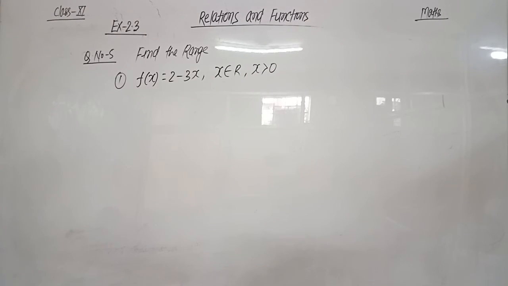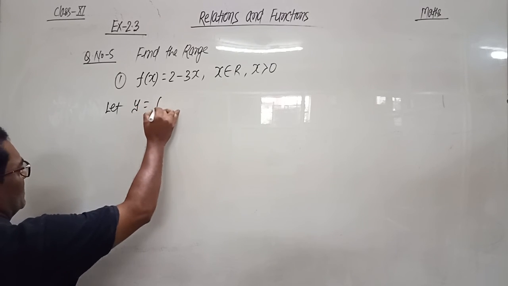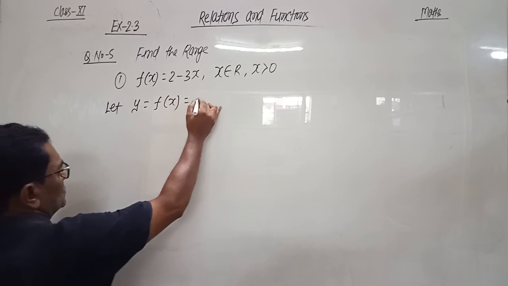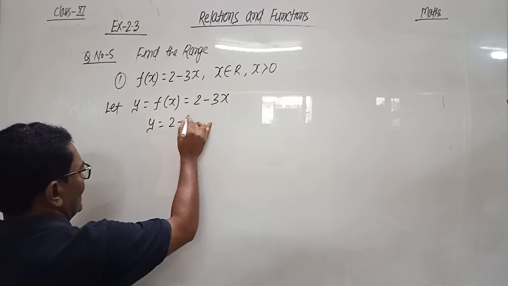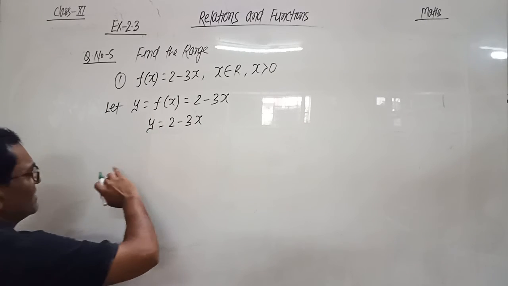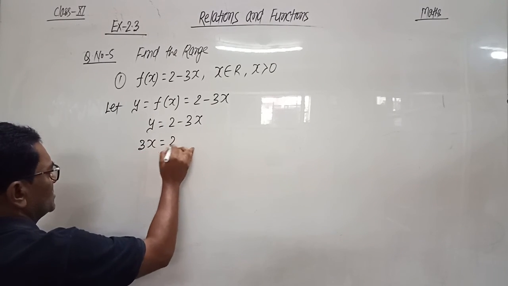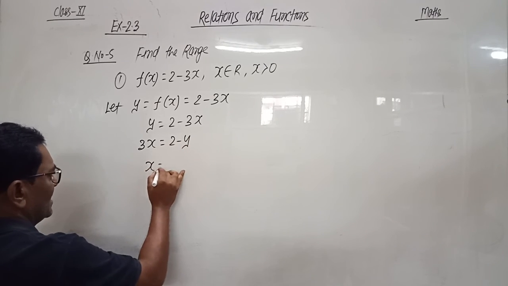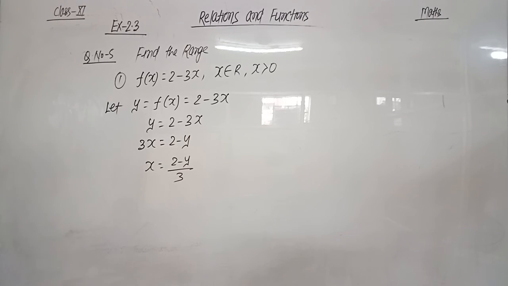So for finding the range, we make the function equal to y. So let y equal to f(x) equals to 2 minus 3x. Then y equals to 2 minus 3x. We calculate the value of x. So it becomes 3x equals to 2 minus y, and the value of x comes to be (2 - y) upon 3.